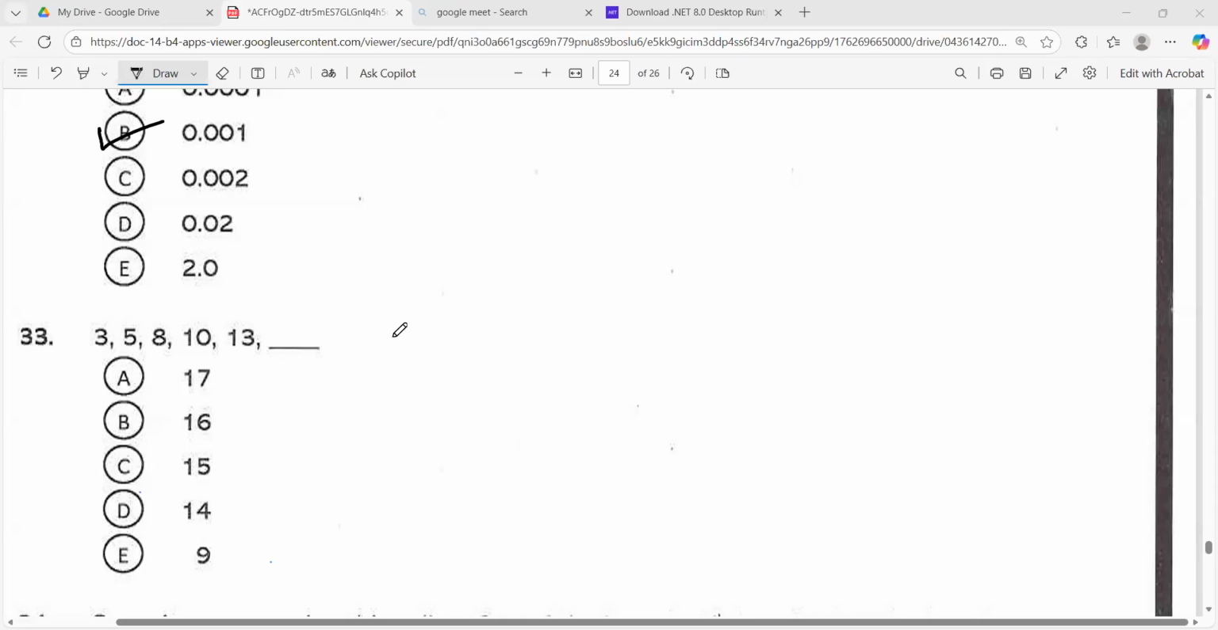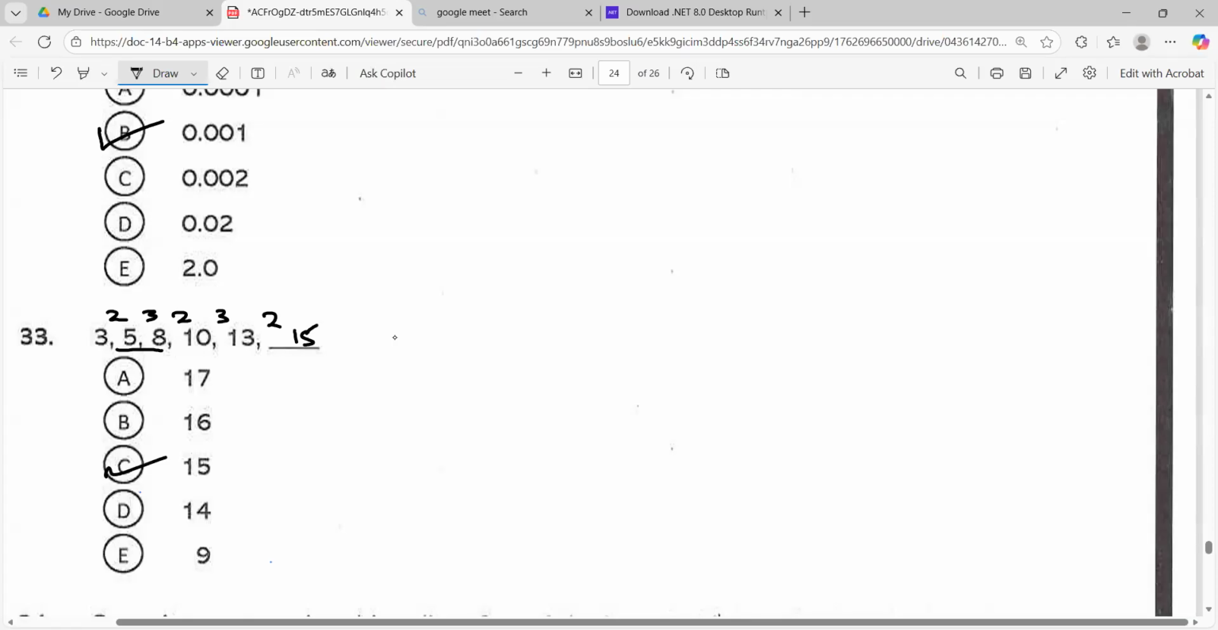Number 33 is a pattern. The pattern starts from 3 and then continues. So it goes from 3 to 5. So we know that 3 subtracted from 5 is 2, so we added 2. And then 5 to 8 is 3. So we add 2 and then add 3. So we're going to add to 8. 8 plus 2 equals 10. And then 10 plus 3 equals 13. So the next number would be 15 because we add 2 to 13.